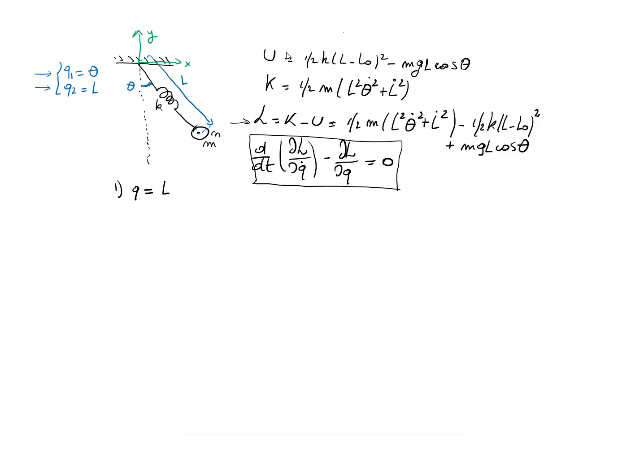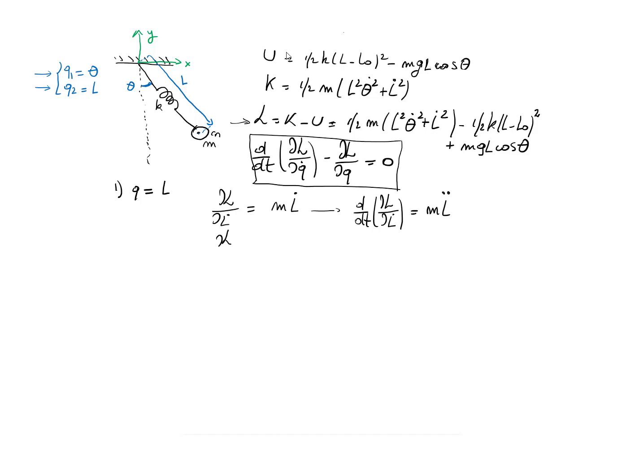So I will first write the partial derivative with respect to L dot, and that's m L dot. It's very simple, right? The only term that's giving a contribution is this one times this one. And then I'll need the time derivative of this thing, and that's very easy. That will be m L double dot.